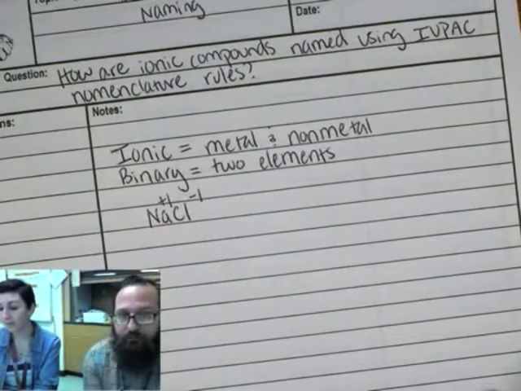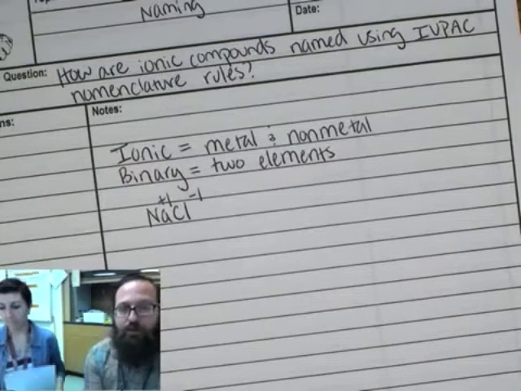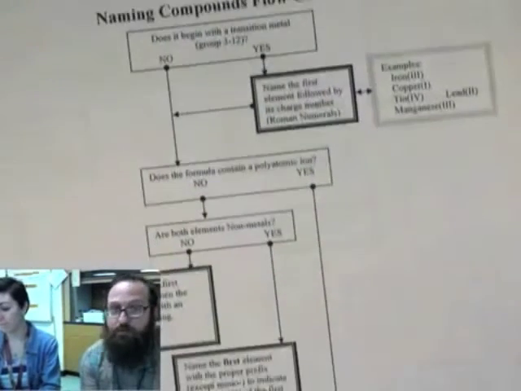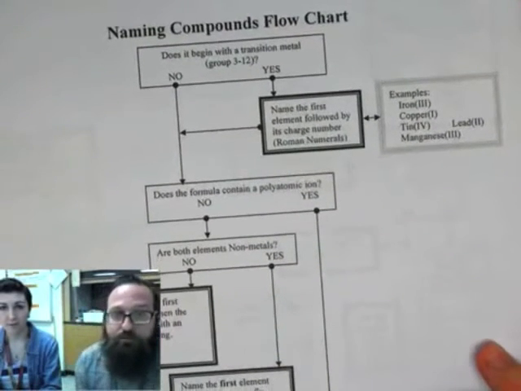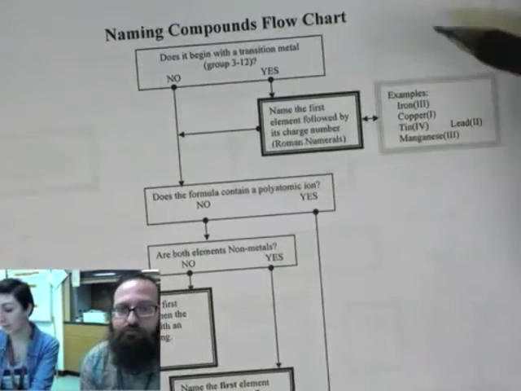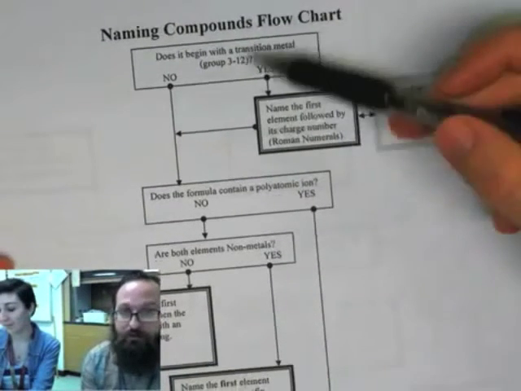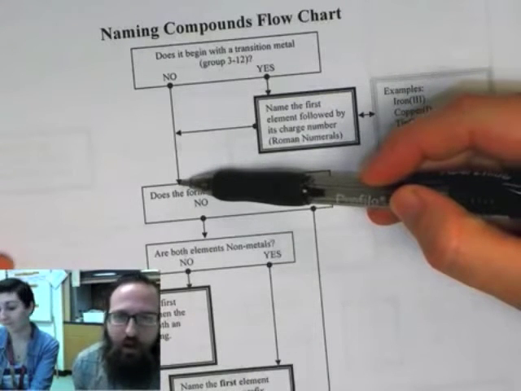So we've given you guys a little formula, or a little flow chart, for naming these. We're going to start at the very top up here. Does it begin with a transition metal? No, which is great, because those don't follow any rules ever. In case you need a reminder, it says groups 3 through 12, so we're not in those groups.